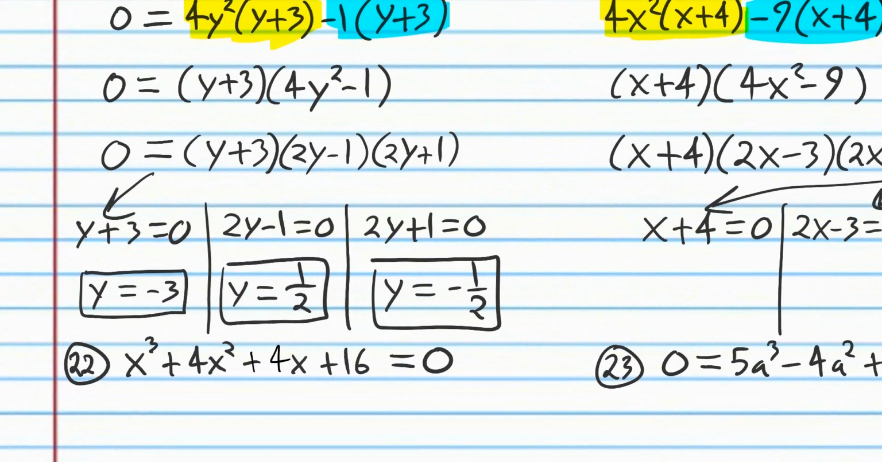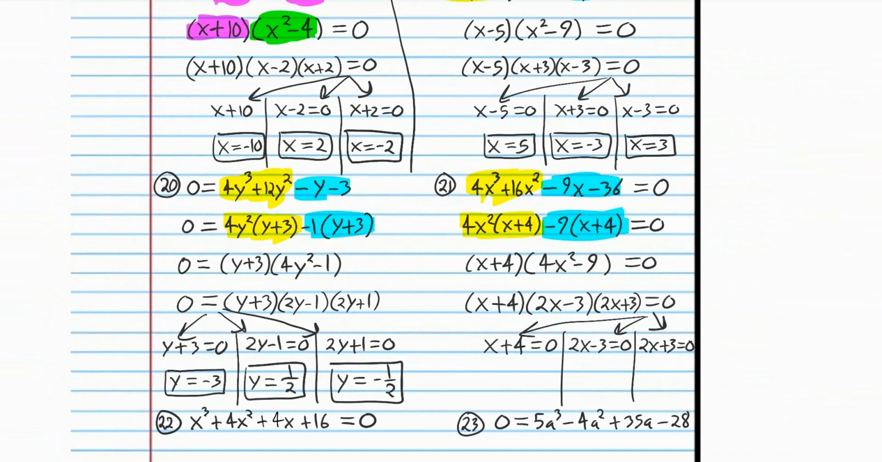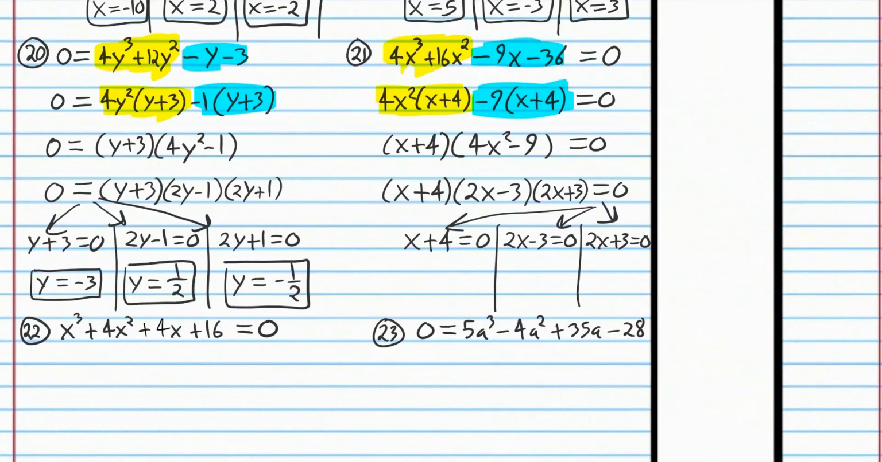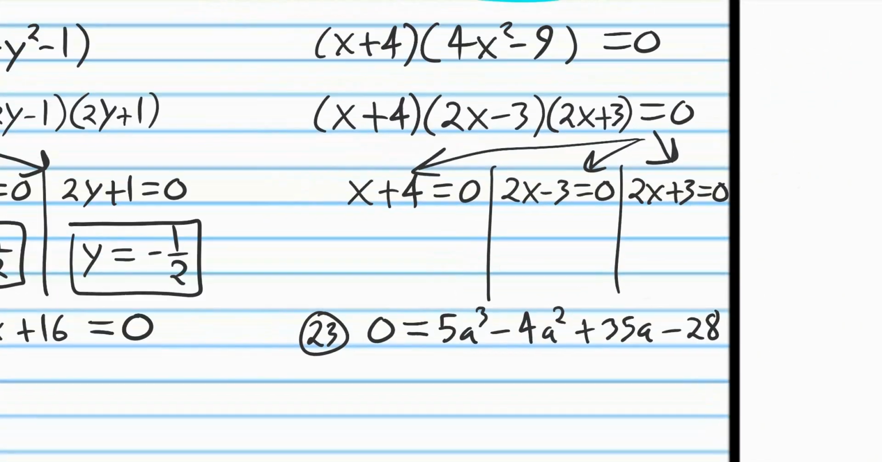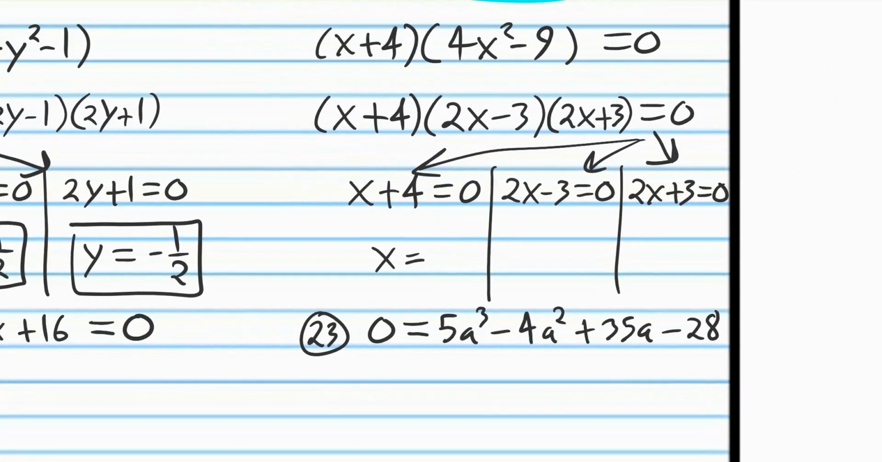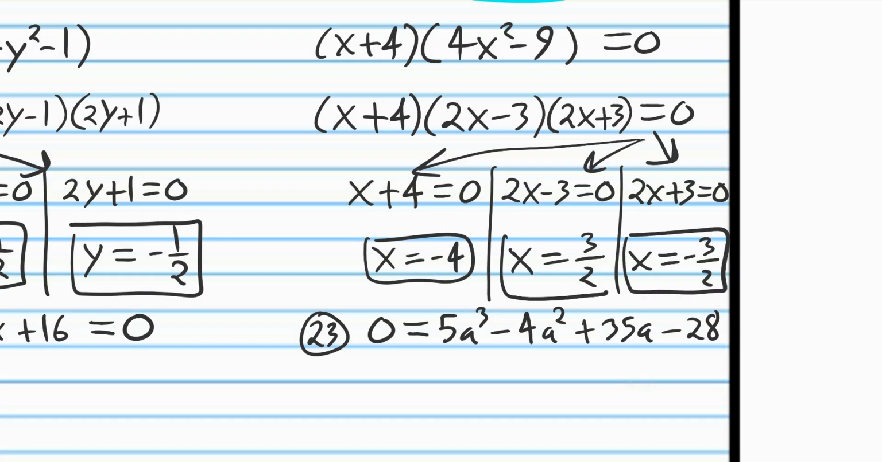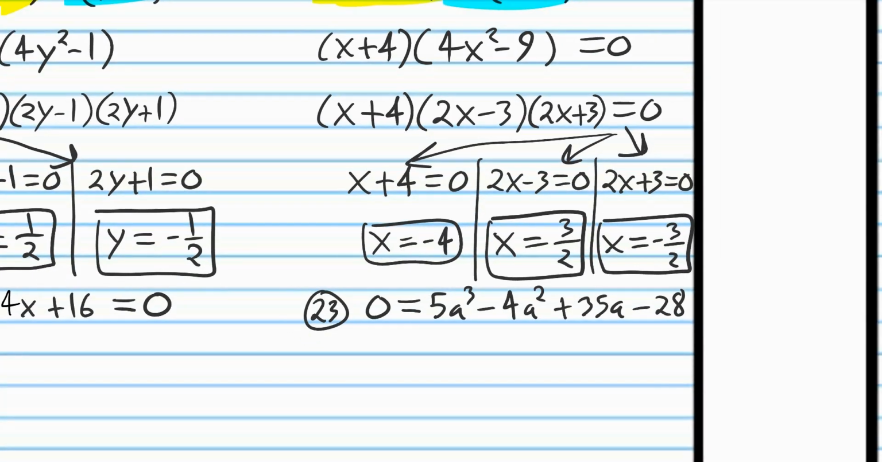Whoops, I didn't realize I forgot to put my arrows on these. Sorry about that. X is equal to -4. X is equal to 3/2. X is equal to -3/2. So if you got those answers, good job.